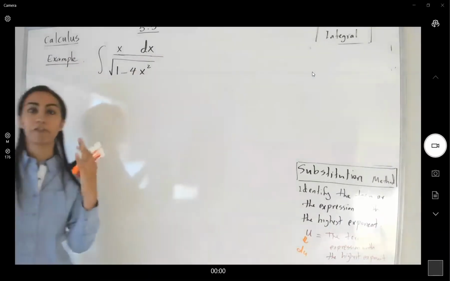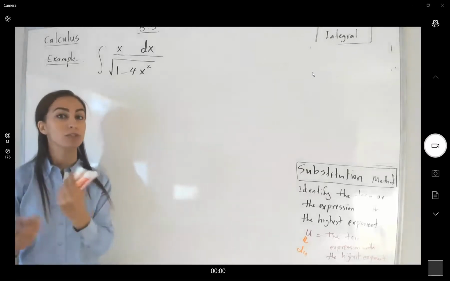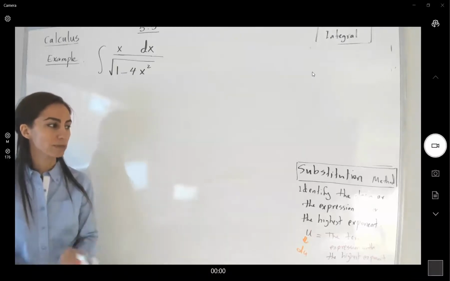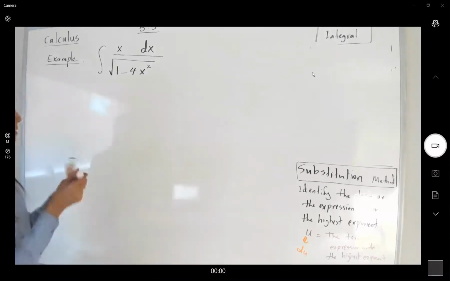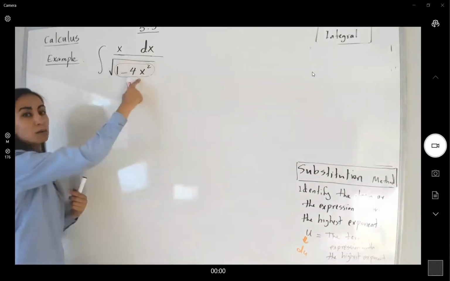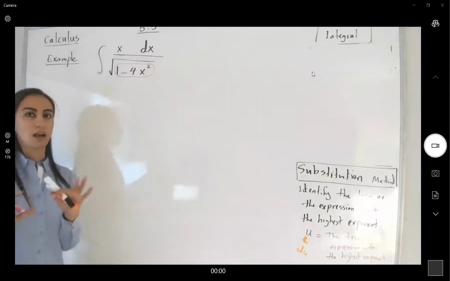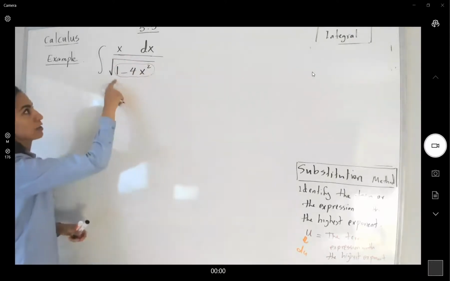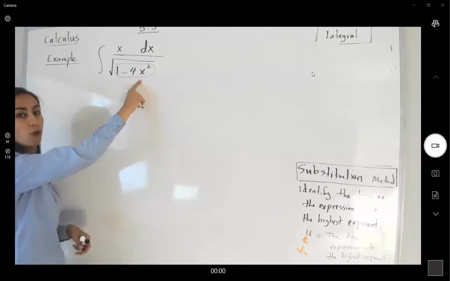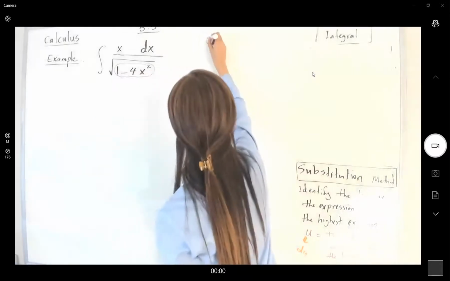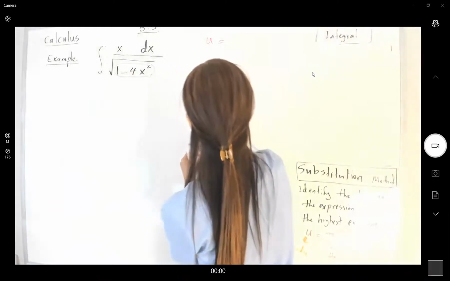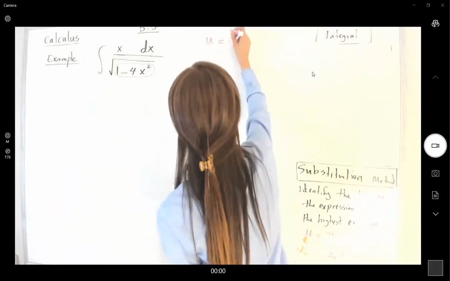So the very first method that we learned is the substitution method. Substitution method says, identify the term or expression with the highest exponent. In this case it is the term inside the radical. I don't care about the radical; I care about the expression with the highest exponent, which is 1 minus 4x squared. So this is my u. u is 1 minus 4x squared.